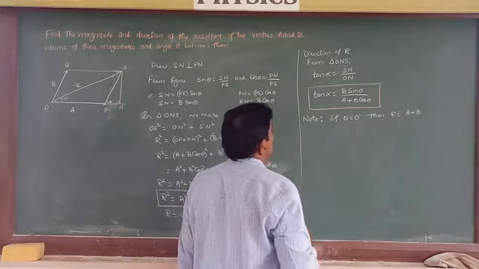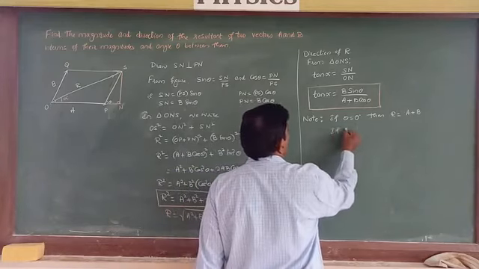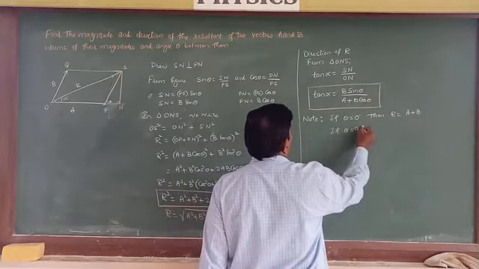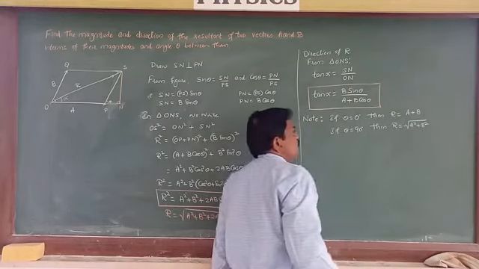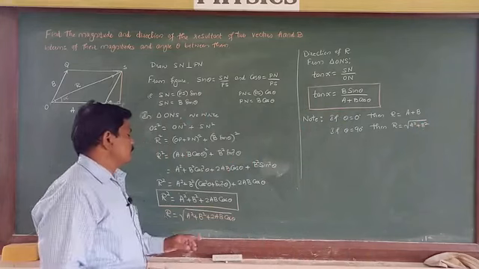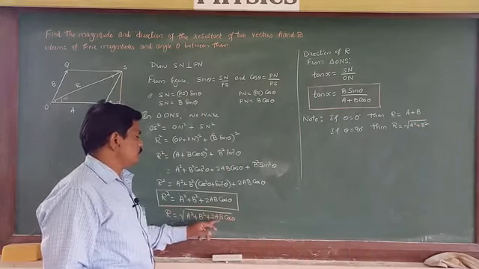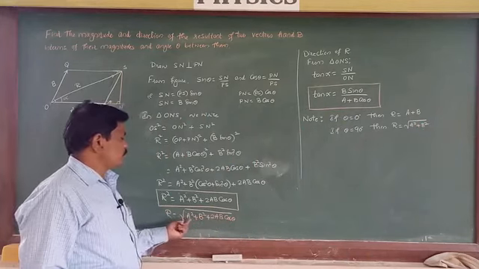Now if theta equal to 90 degrees, that is two vectors which are perpendicular to each other, then the resultant R is square root of A square plus B square, because cos 90 value is 0, so we will get R equal to square root of A square plus B square.